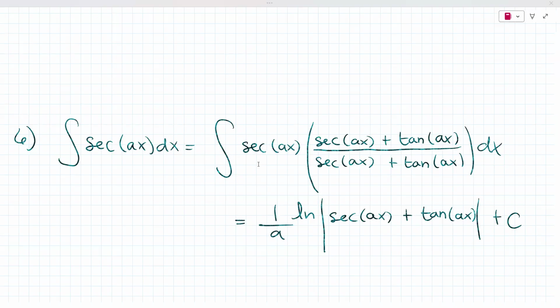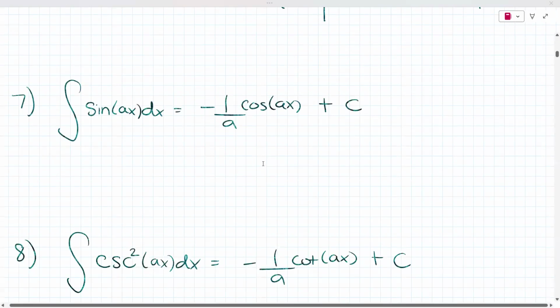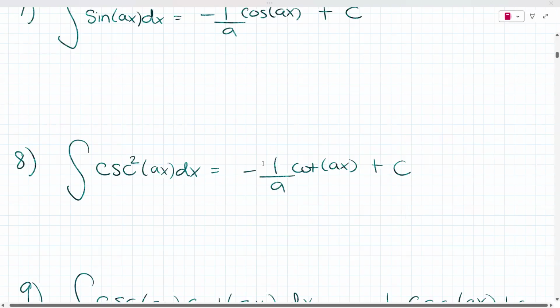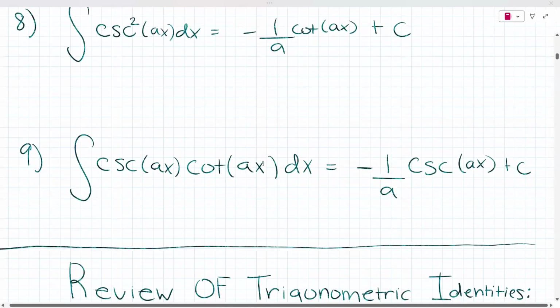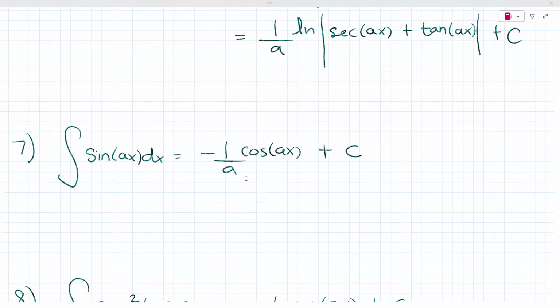So yeah, once you got that down, the integral of cosecant ax cotangent ax dx... the integral of sine ax dx is negative 1 over a cosine of ax plus c. And the integral of cosecant squared of ax dx equals negative 1 over a cotangent of ax plus c. And then the integral of cosecant of ax times cotangent of ax dx is equal to negative 1 over a cosecant of ax plus c. So you need to write down which rules. That's fine.